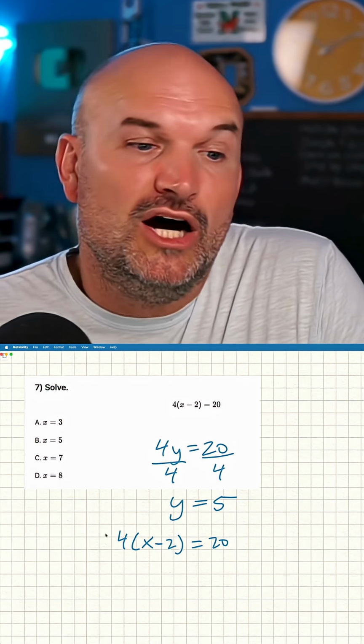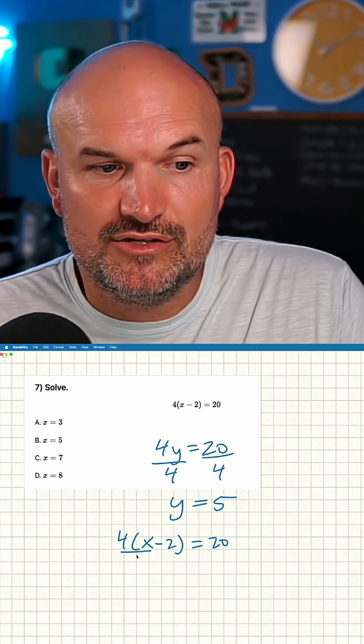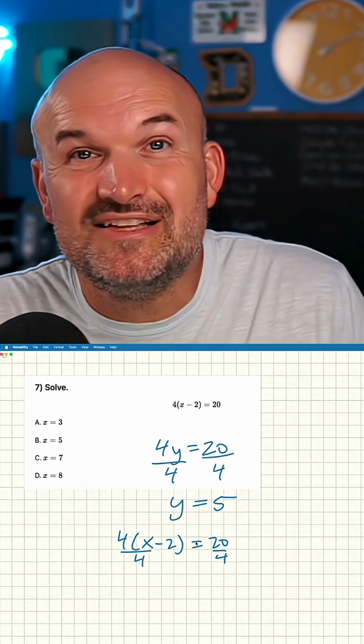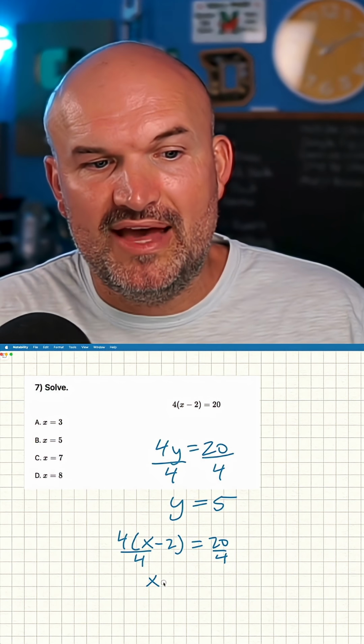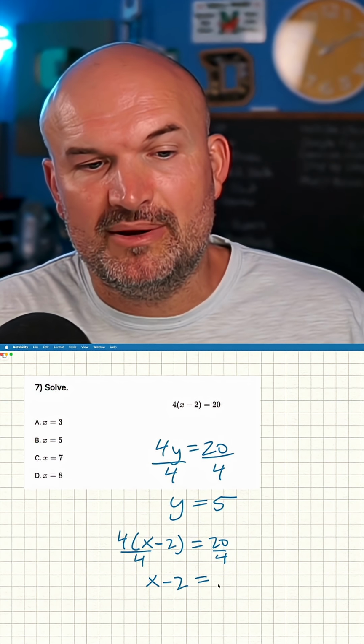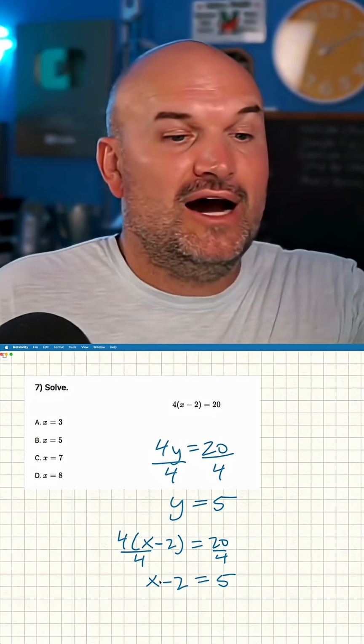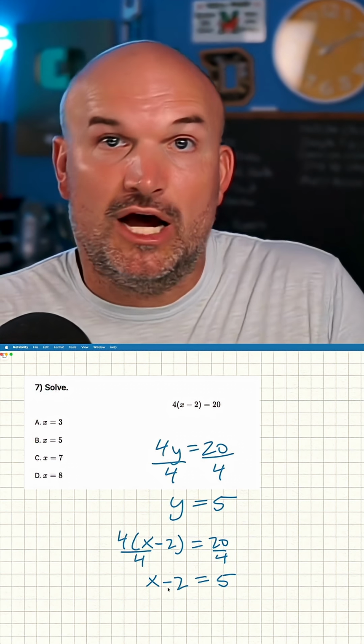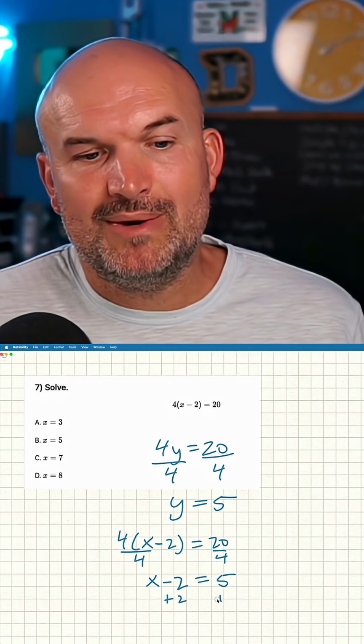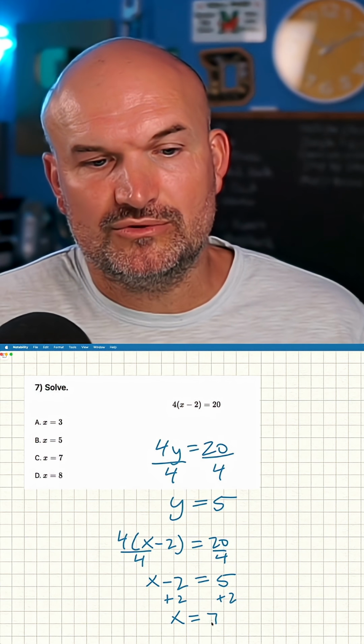We're still going to undo the multiplication of 4. So I'm going to divide by 4 on both sides. That's the first thing I want to do. Then I have an x minus 2. 20 divided by 4 is going to equal 5. Now I have my something minus 2. To undo subtraction, I'm going to add a 2. And therefore x is equal to 7.